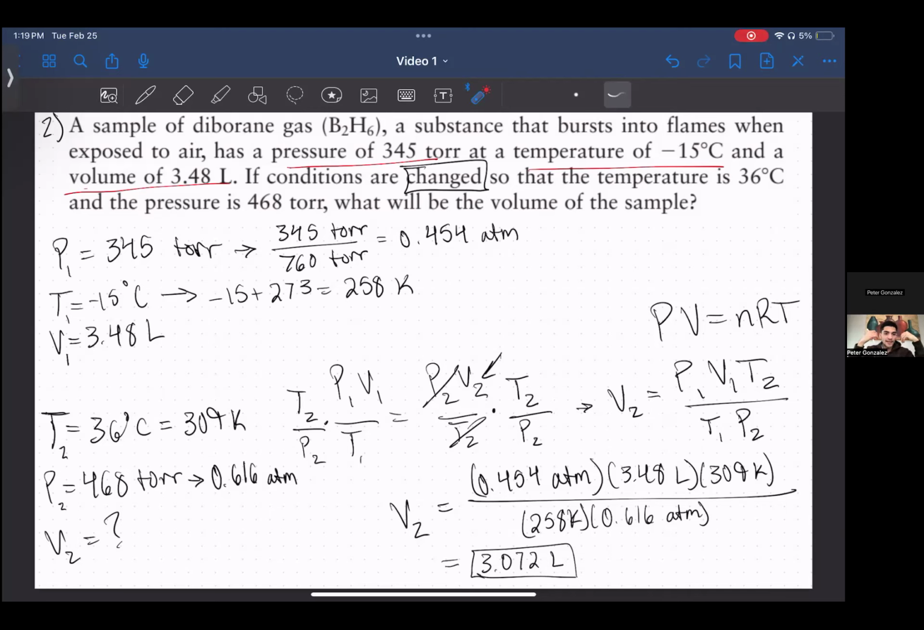And what you find is that the change in pressure was more significant. It was to a greater extent, to where the volume overall decreased from this 3.48 liters down to 3.072 liters. So just something cool to notice.